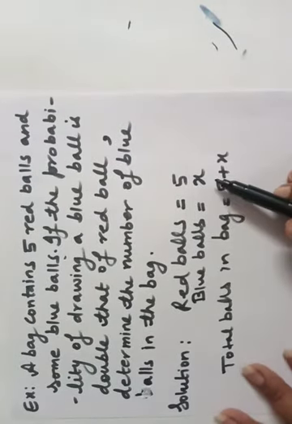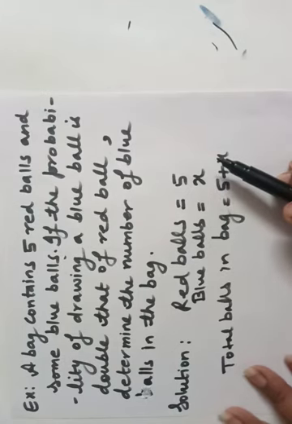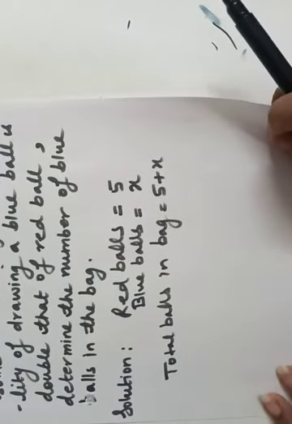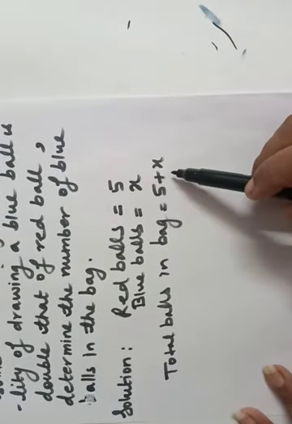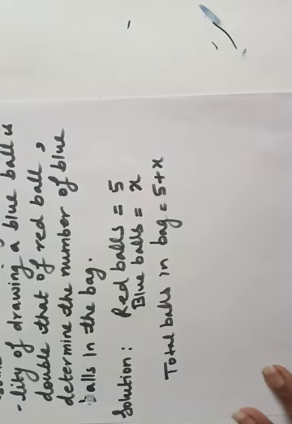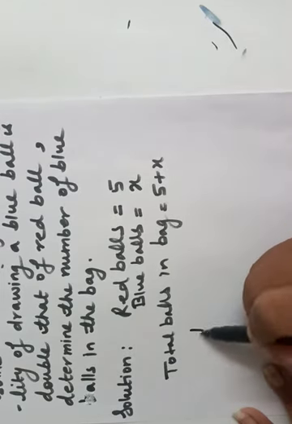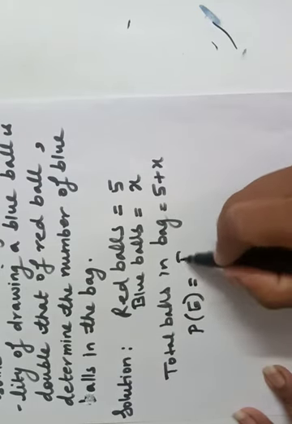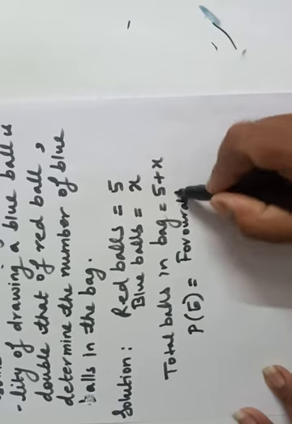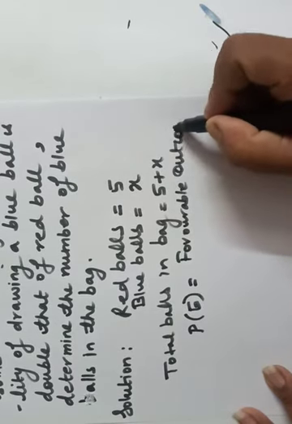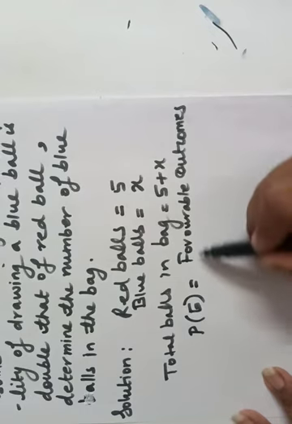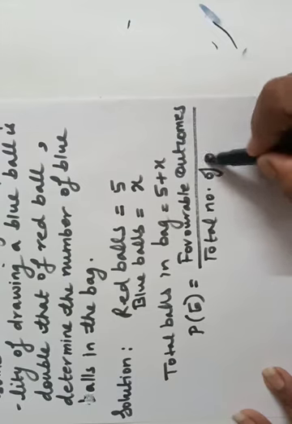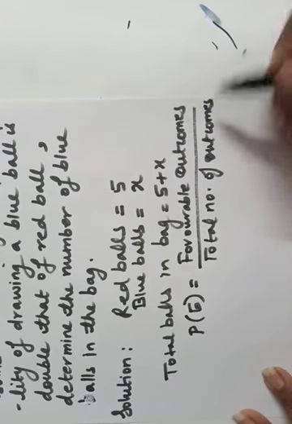Blue balls we have, let's assume x, because we don't know how many blue balls there are. So total balls in the bag we have 5 plus x. So it means total outcomes will be 5 plus x. Let's write the formula for the probability of any event: favorable outcomes upon total number of outcomes.